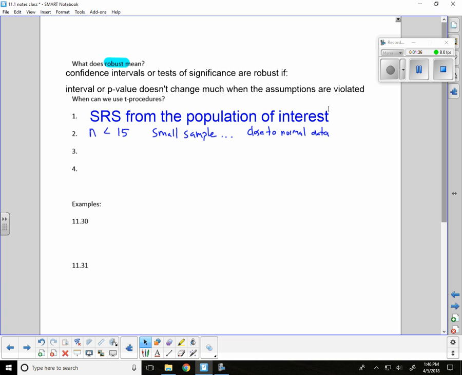And if we have something that is what we would call non-normal, that's clear, or if we have outliers, then that violates our assumption. So when there's less than 15 and you see that there's an outlier, or you see it's definitely not normal, we do not use the t-test. We would use something else. So that's the small sample.